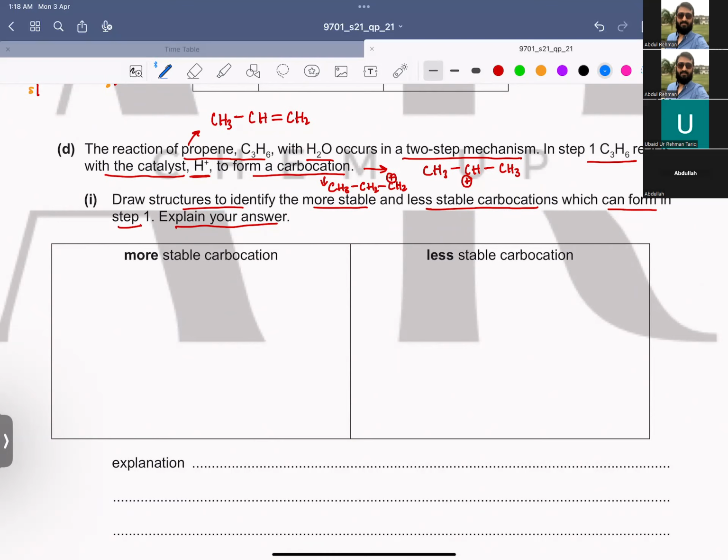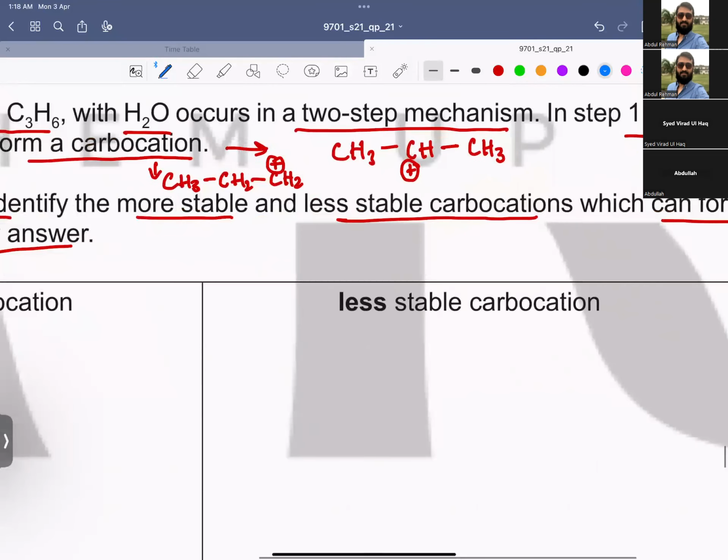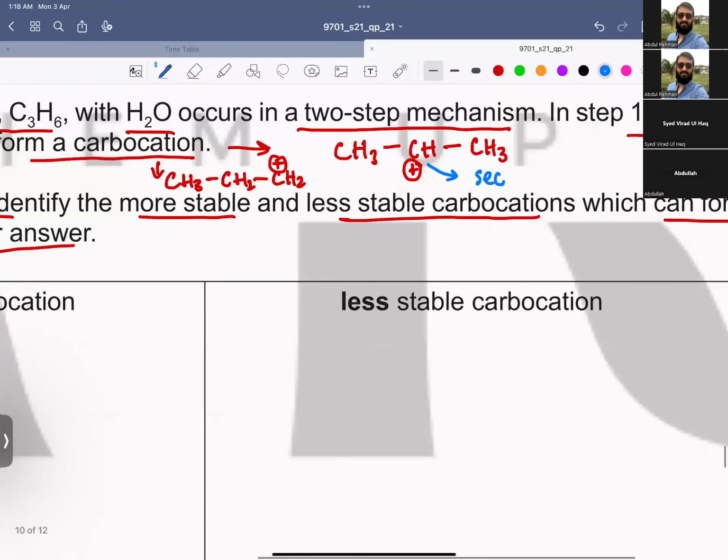Less stable will form the minor product. So which one is more stable, the one on the left or the one on the right? Right, very good, because if you see, this carbon has one hydrogen and two methyl groups, so it is a secondary carbocation. And if you look at this carbon having two hydrogens bonded to it, it's a primary carbocation.